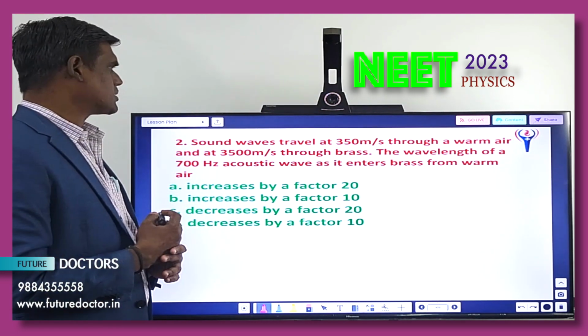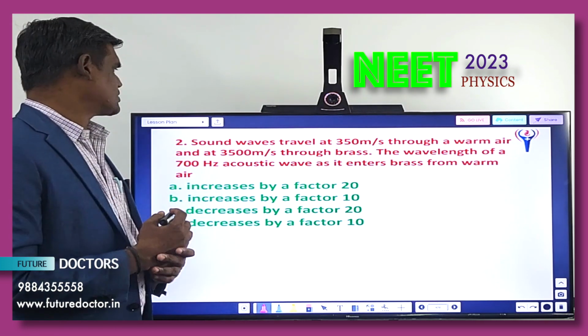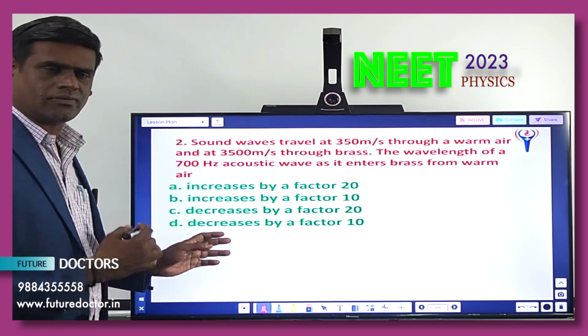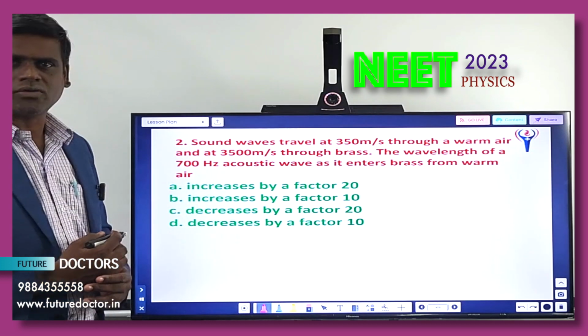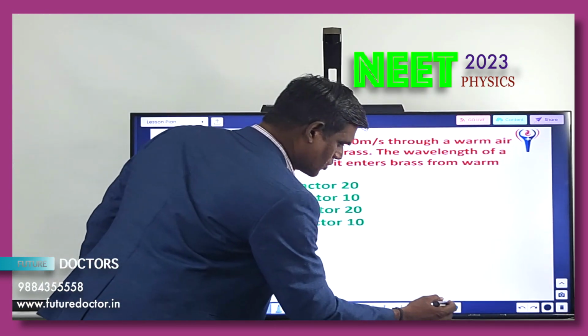Here you should know the relationship between wavelength and the velocity of the sound waves. By knowing the relationship, you are able to solve this question. Let's move to question number 3.